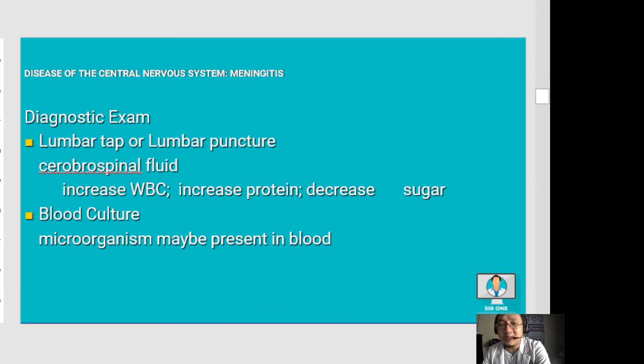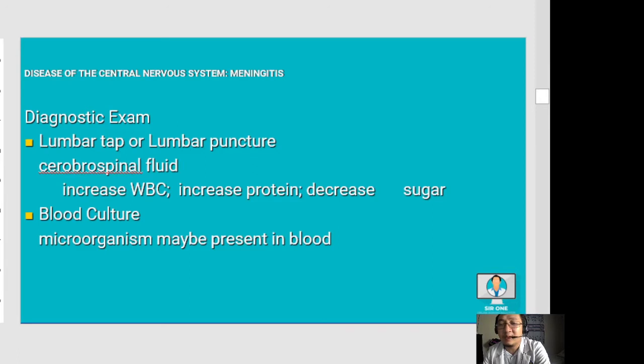For diagnostic exams, we primarily have two. One is lumbar tap or lumbar puncture, where you extract cerebrospinal fluid or CSF. The findings from the CSF that give a definitive or high chance of diagnosing meningitis are increased WBC, increased protein, and decreased sugar. It is also diagnosed with blood culture to determine what microorganism is present in the blood.